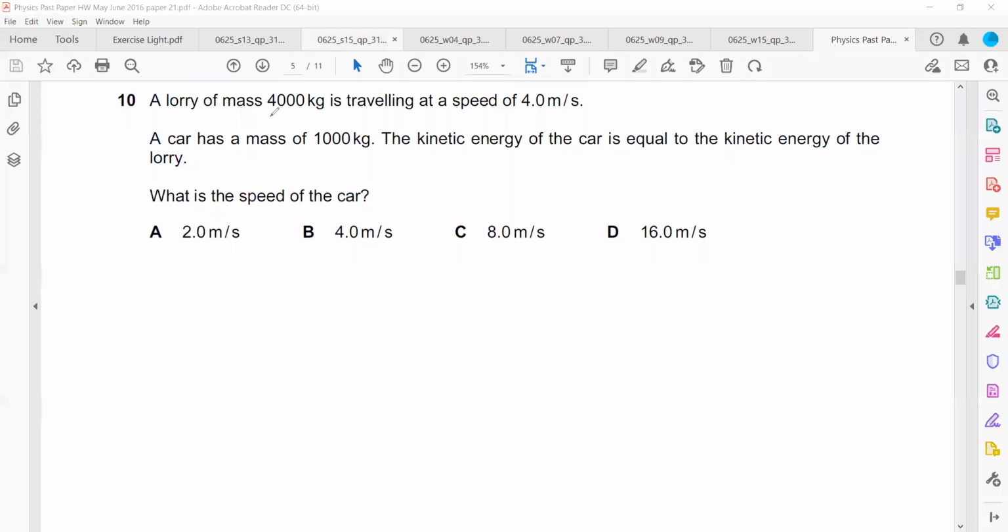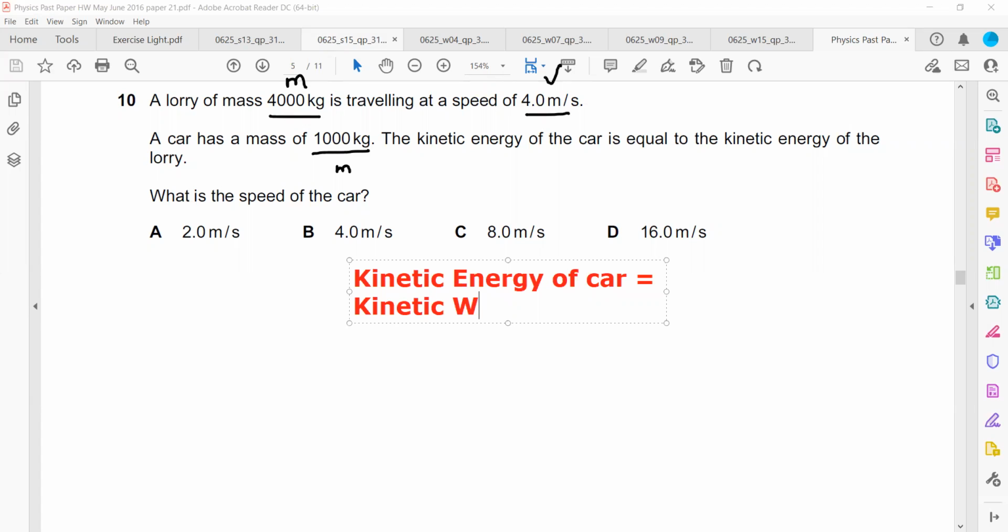So a lorry of mass 4,000 kilograms, this is the mass of the lorry, which is having a speed of 4 meters per second. A car is there which is having a mass of 1,000 kilograms, and the kinetic energy of the car is equal to the kinetic energy of the lorry. What is the speed of the car? So as they mentioned in the question, the kinetic energy of the car is equal to the kinetic energy of the truck or lorry.